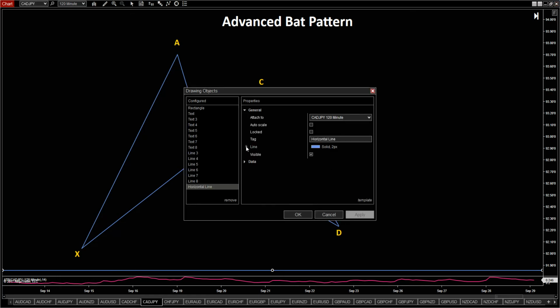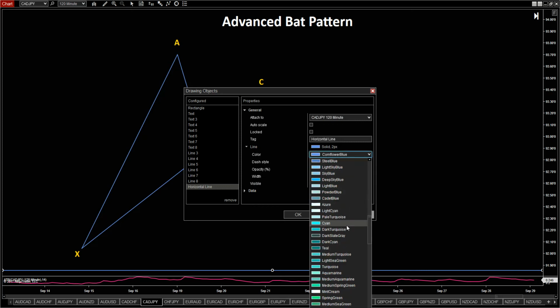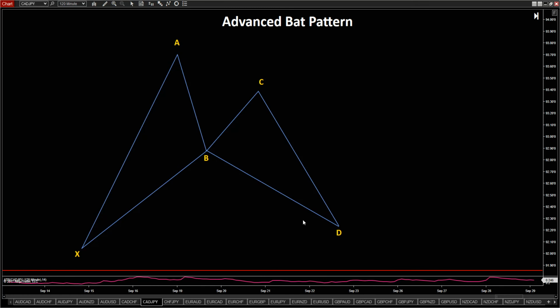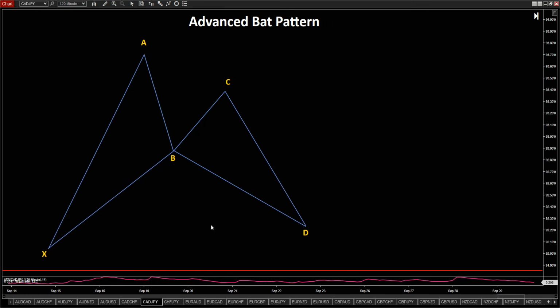Just pick a color here. Obviously red for a stop. We're not going to get too involved in it, but that's our stop. Conventional targets.